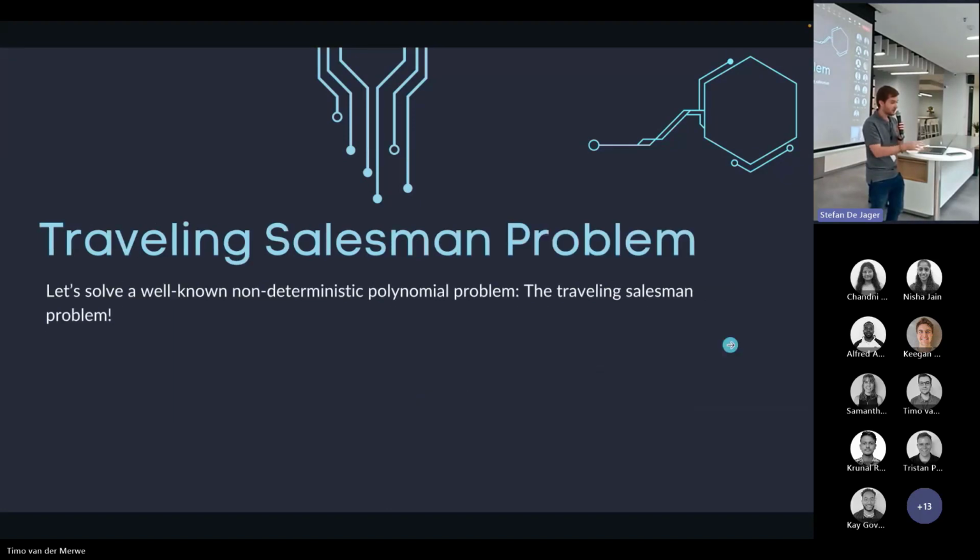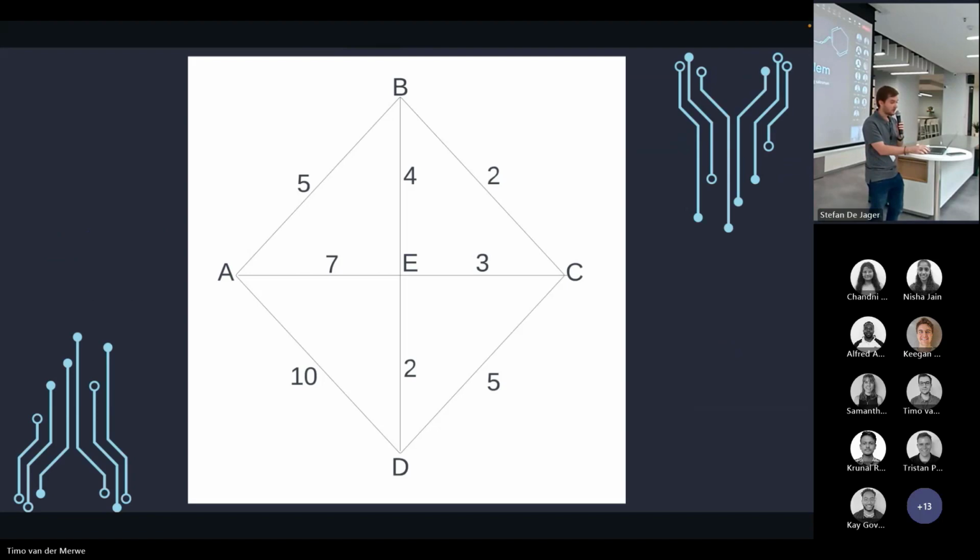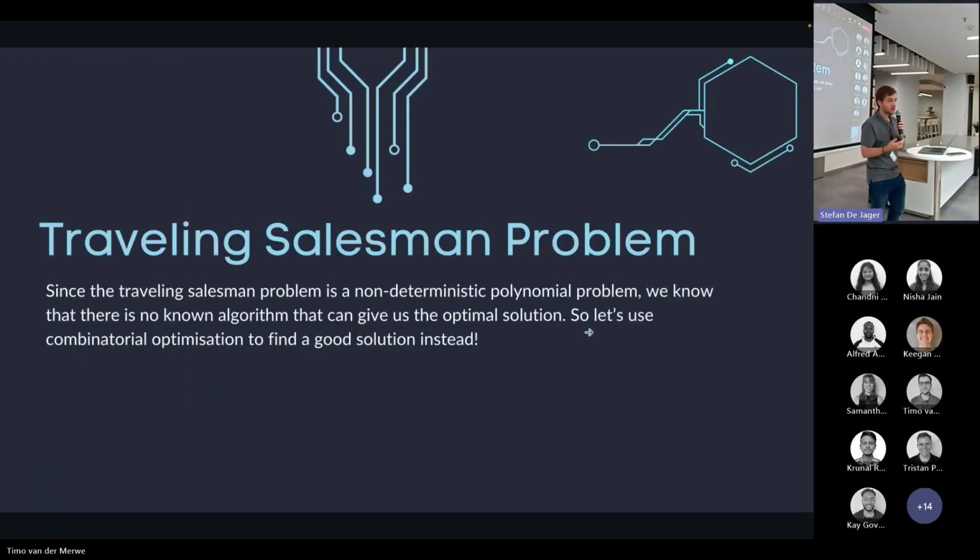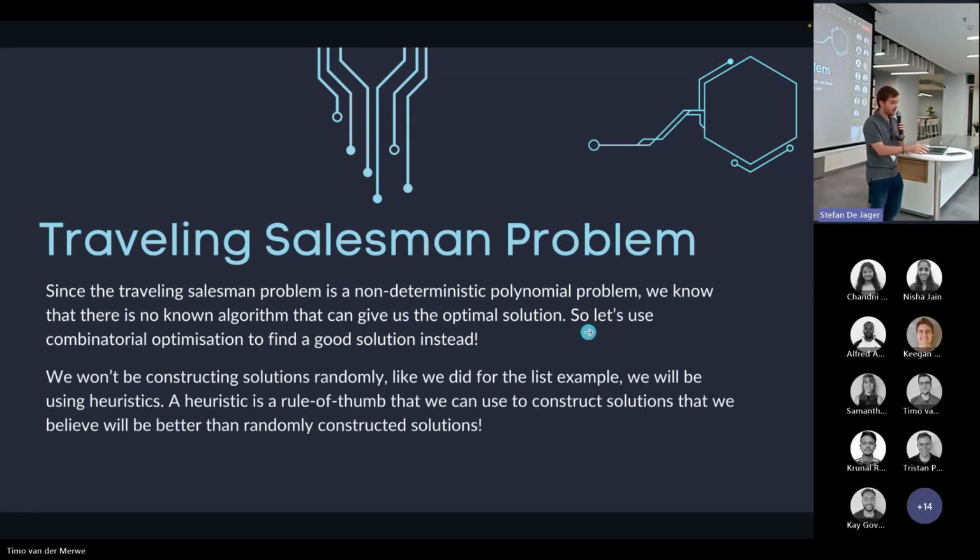So to illustrate this further, let's solve a well-known non-deterministic polynomial problem, the traveling salesman problem. It's very simple. The salesman would like to visit each of these cities, represented by the letters A to E, exactly once and start and end at the same city, while also traveling the shortest route that you can. Since the traveling salesman is a non-deterministic polynomial problem, we know that there's no algorithm that can just give us the solution that we want.